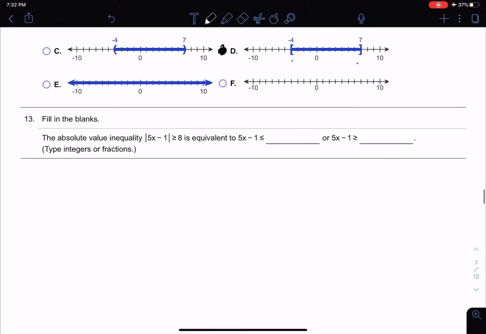It says fill in the blanks. The absolute value inequality of absolute value 5x minus 1 is greater than or equal to 8. Okay, we got a game changer here. Now we have not less than, we've got greater than. This is something different we haven't seen yet. Greater than symbols with absolute values is going to produce an OR, so you want to try to remember that. Greater than is going to OR, and you can see it right here.